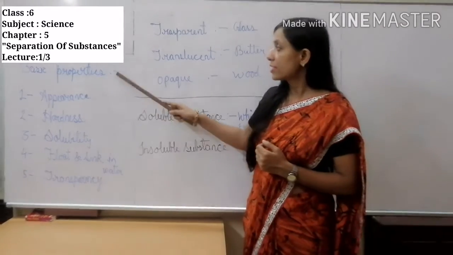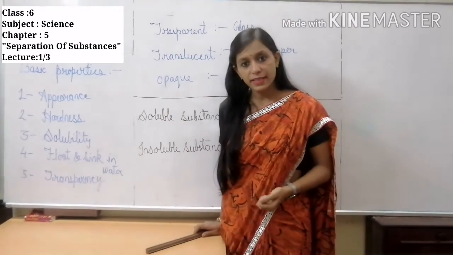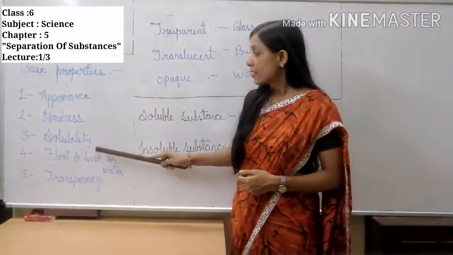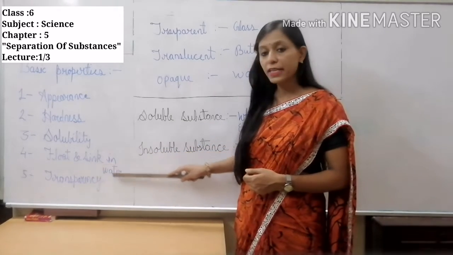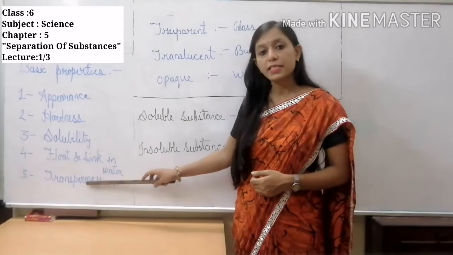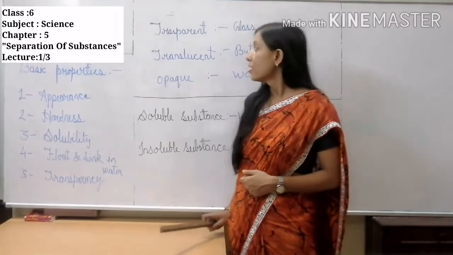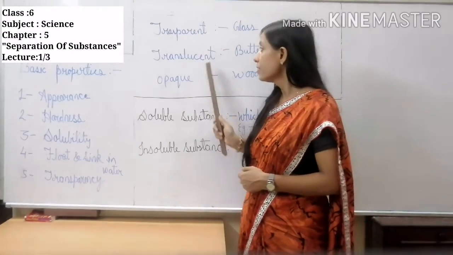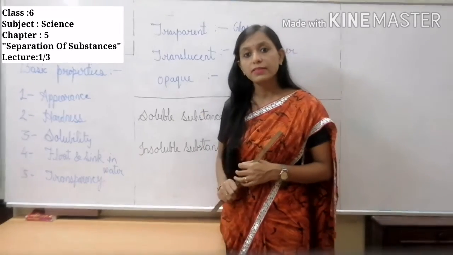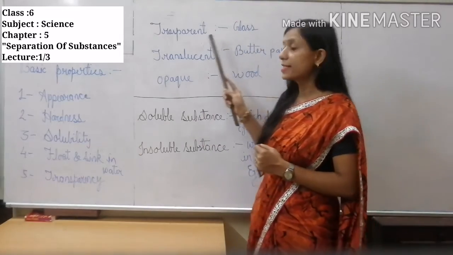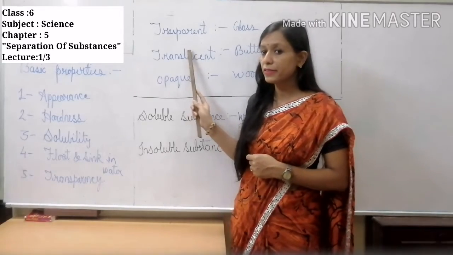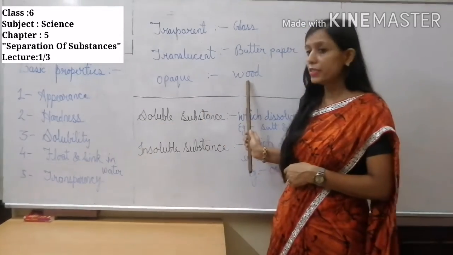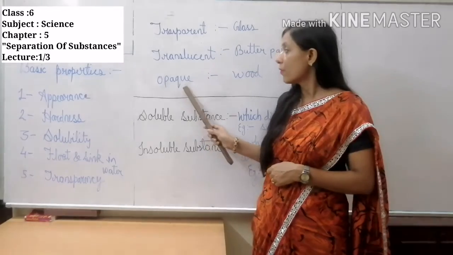Okay, so tell me students, what are the basic properties of a material? Yes, these are appearance, hardness, solubility, float and sink in water, and transparency. Now give an example of each one of them. Transparent material, translucent material, and opaque material. Glass is the example of transparent material. Butter paper is the example of translucent material, and wood is the example of opaque material.